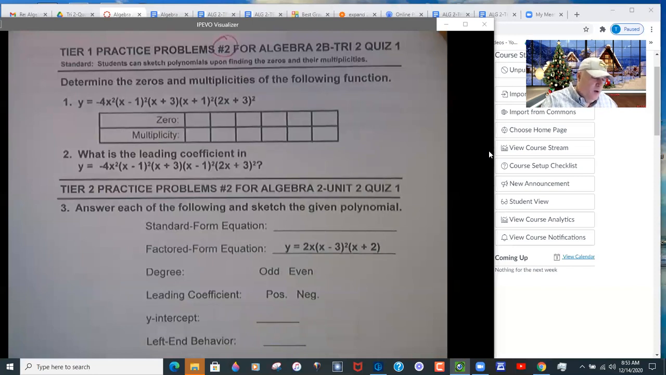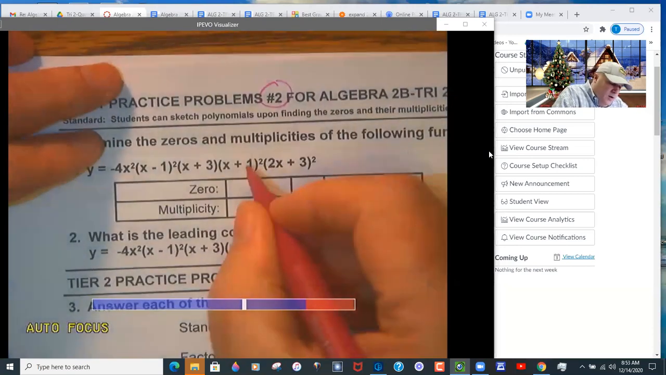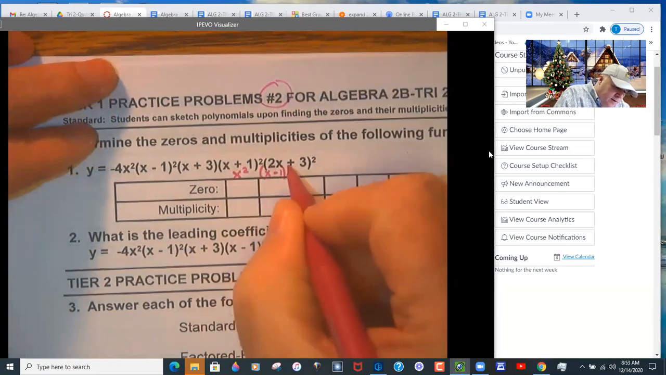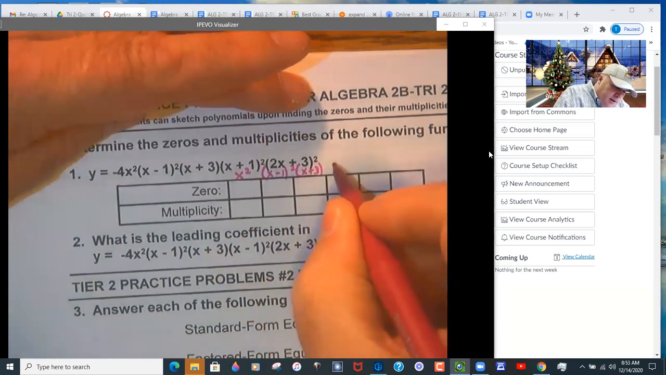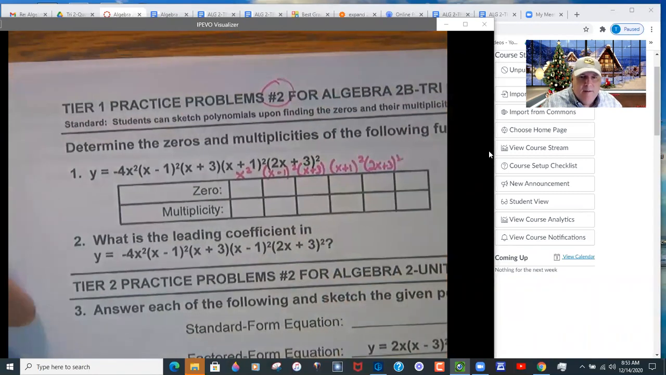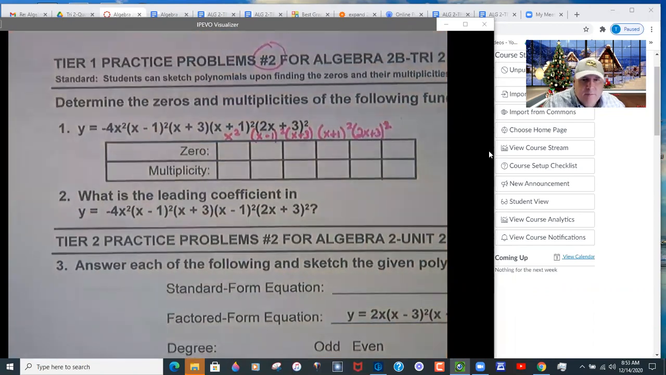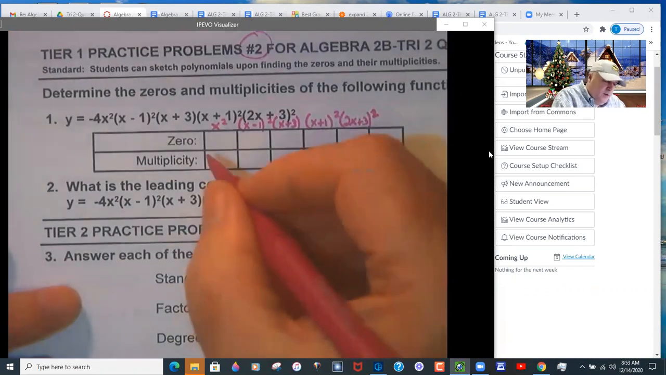All right, problem 1. What is this about? This is what this is about. You're going to go left to right at the top here, and you're going to put in the factor with the power. So x plus 3, x plus 1 squared, and then 2x plus 3 squared. This is not how I did it in the video solutions. So the power on these factors is the multiplicity.